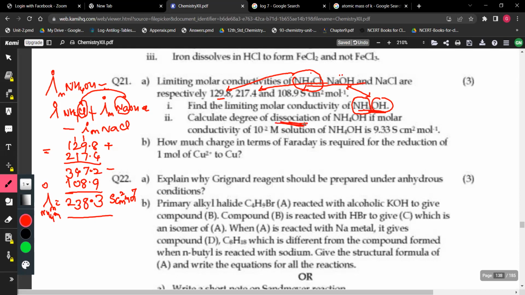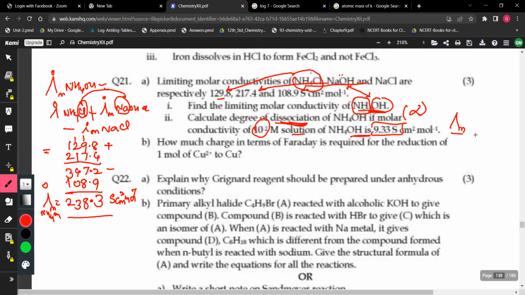Calculate the degree of dissociation. Degree of dissociation means alpha, we need. If the molar conductivity of 10 power minus 2 molar solution of NH4OH, this value is lambda m. Lambda naught m we know, just calculated. Lambda m is given in the question. Sometimes they won't give the lambda m value. They will give you the kappa value. Using kappa, you have to get lambda m for this particular concentration. Molar conductivity will be different for different concentrations, but the limiting molar conductivity alone will be a constant value.